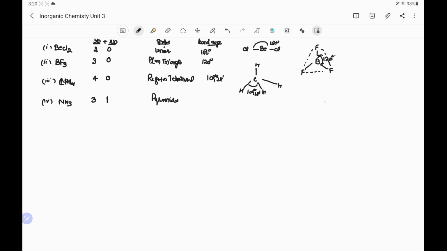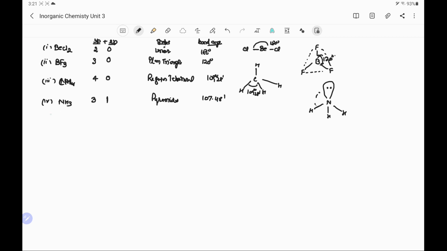And the shape will be just like that. It is one H, H and H, and the lone pair is in this way. So this lone pair and the bond pairs between N and H will have a repulsion, and this repulsion results in a decrease in the bond angle, and this bond angle for NH3 is 107.48.